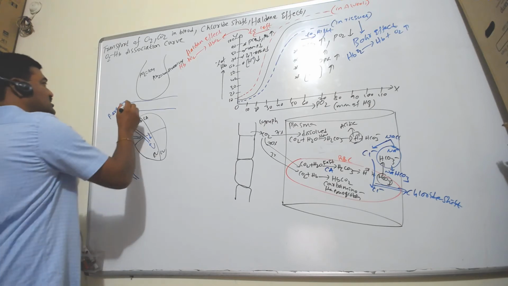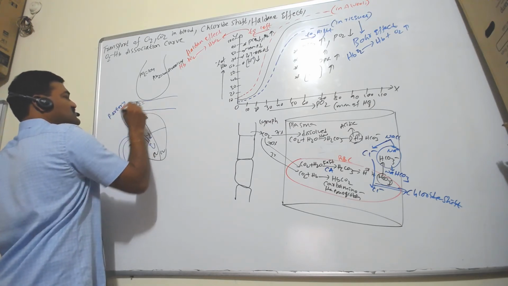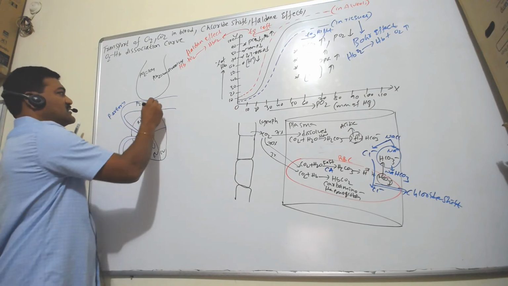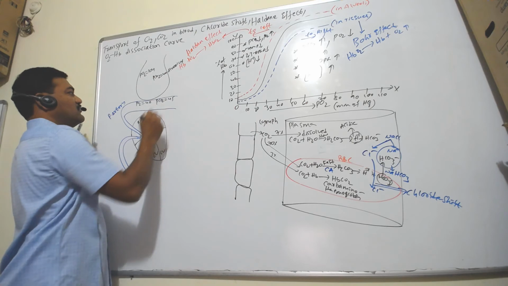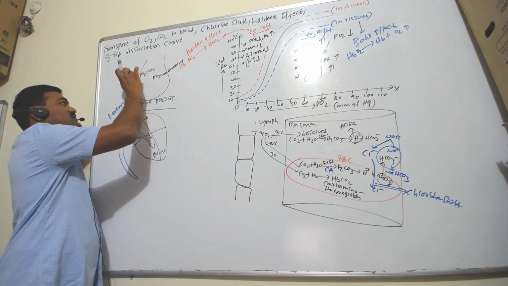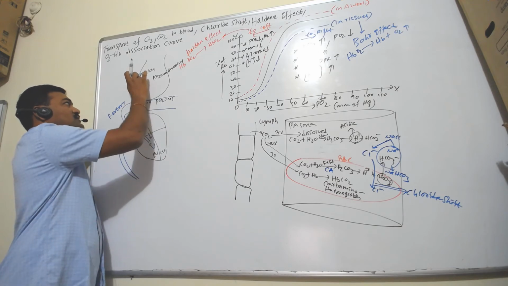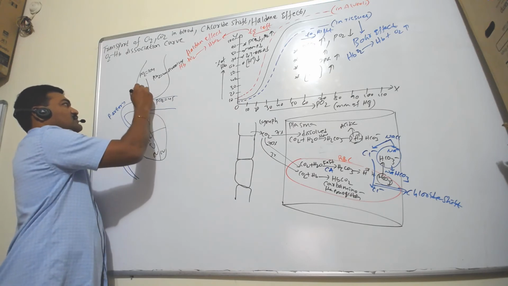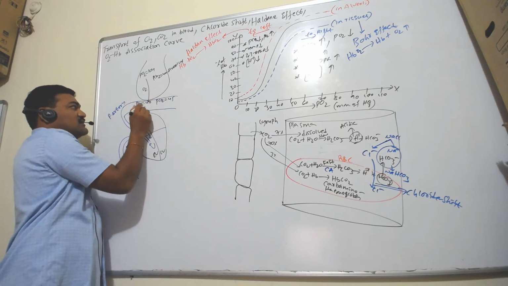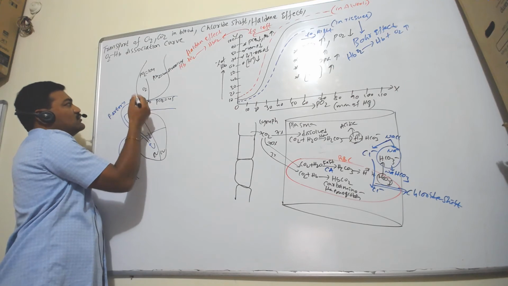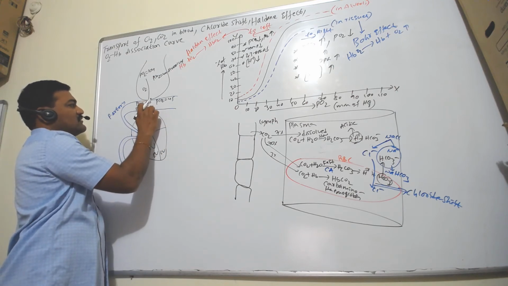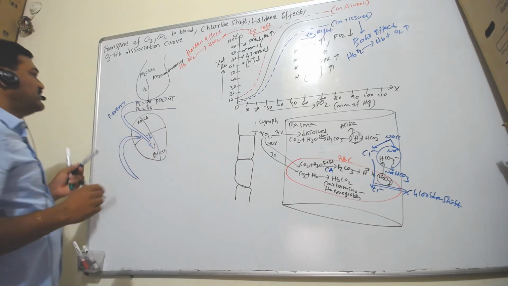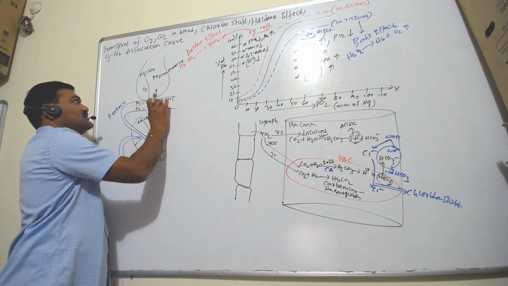what is the partial pressure of oxygen in this deoxygenated blood? The partial pressure of oxygen in the deoxygenated blood is 40 torr, and the partial pressure of carbon dioxide is 45 torr. So what's happening here? The partial pressure of oxygen in the alveolus is 104, and here it is 40. So it's more in the alveolus. So definitely the oxygen will diffuse from the alveolus into the pulmonary artery. When the oxygen diffuses here, the partial pressure increases, and it goes to 95 torr. And there is more carbon dioxide here and less carbon dioxide in the alveolus.